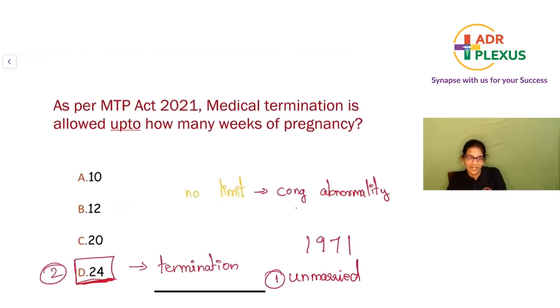MTP Act, yeah, MTP Act came in 2021, asked in 2021 itself. The limit for termination based on the condition. If it's a rape survivor or any other case, till 24 weeks.